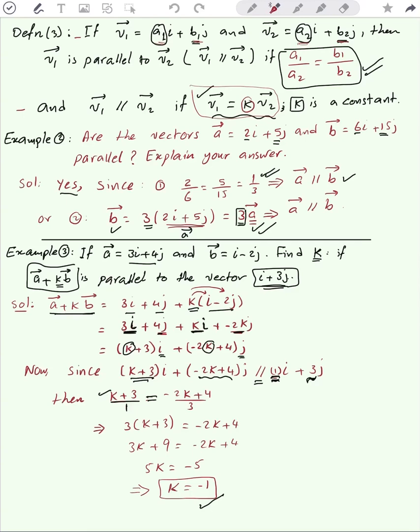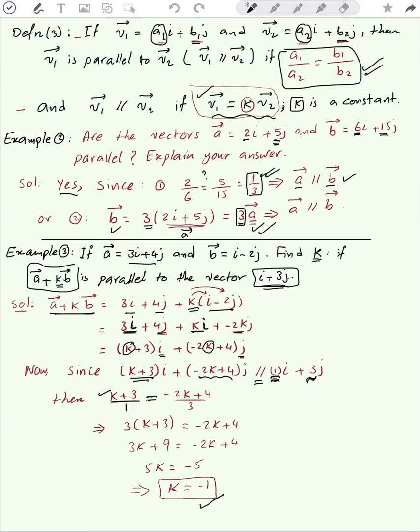Example 2. First one, we just divide 2 over 6. Is it equal to 5 over 15? 2 over 6 is equal to 5 over 15. Yes, when you simplify both fractions, you get a third. They are equal, both of them equal a third, and they are equal to each other. This implies that the vector A is parallel to the vector B.